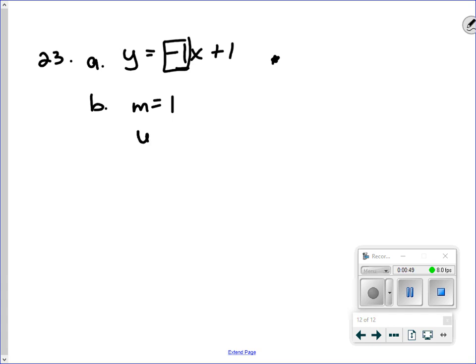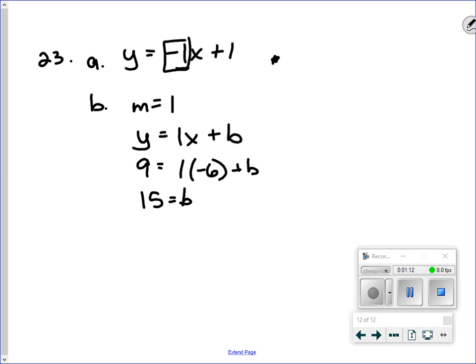So just like we did for 20 through 22, we're now going to have y equals 1x, but with an unknown y-intercept. So you take that point that this line has to go through, which again is negative 6, 9, and you solve for b. So we'll get 9 equals negative 6 plus b, add 6, and we get b is 15. So my equation for B is y equals 1x plus 15.